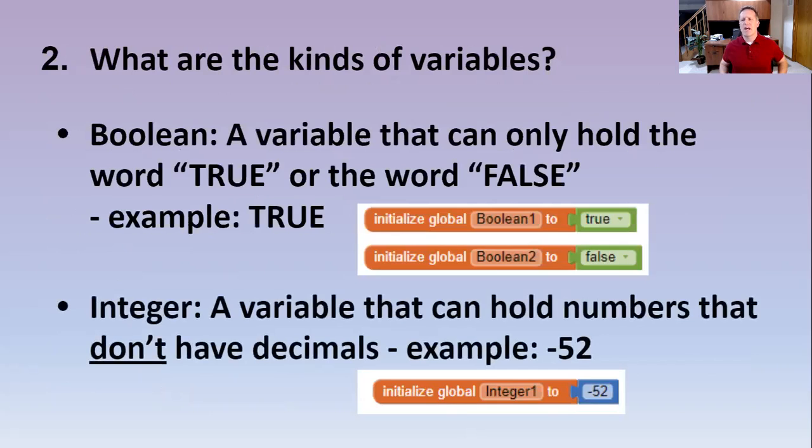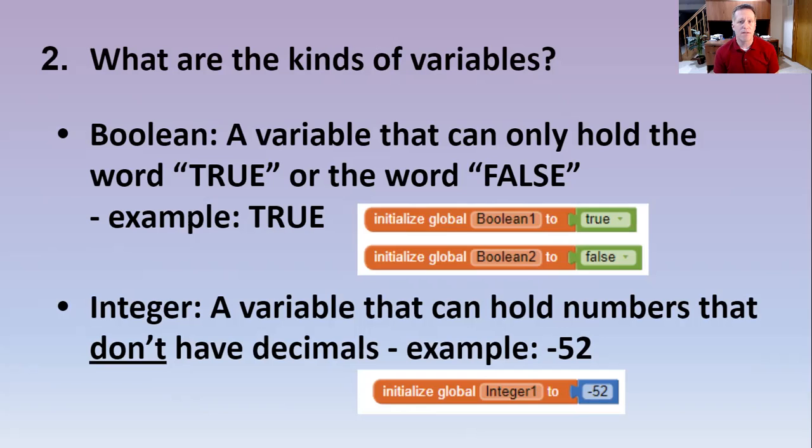Here are some examples of different kinds of variables. One of your learning objectives is to know the 4 different kinds. So here's 2 out of the 4. The first one is called a Boolean. Booleans are variables that are either true or they're false. They're never anything else. So the 2 examples that I have there in the picture, you see the orange block.